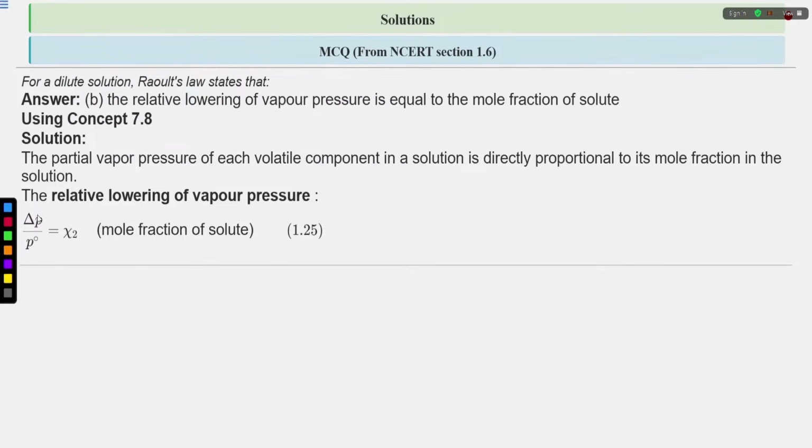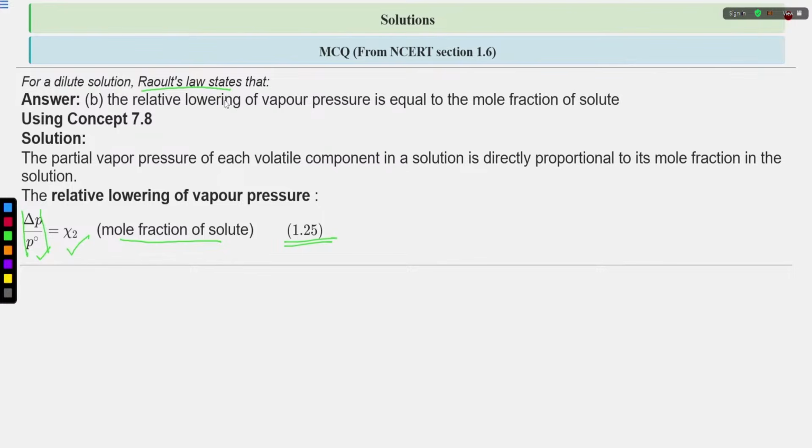This delta P is basically P naught minus P, that means the difference between the vapor pressure of the pure solvent and the vapor pressure of the solution, divided by the vapor pressure of the pure solvent. This whole term is the relative lowering of vapor pressure, which is equal to the mole fraction of the solute, chi2. This equation is marked as 1.25 in the NCERT textbook. So the question asked was what Raoult's law states.